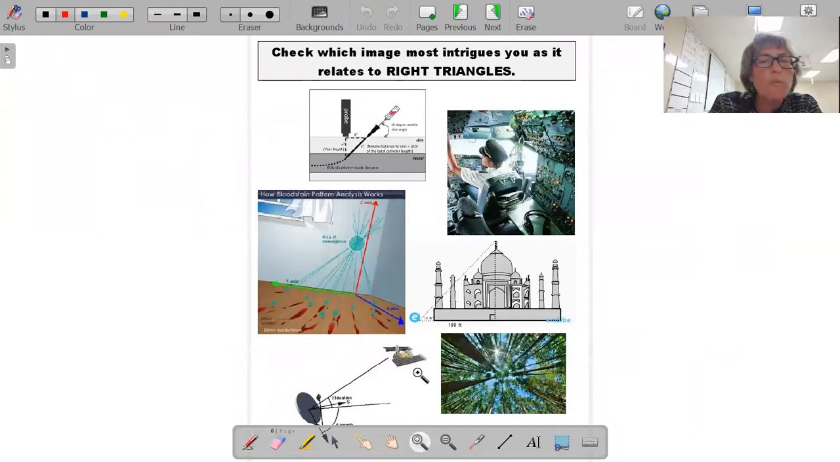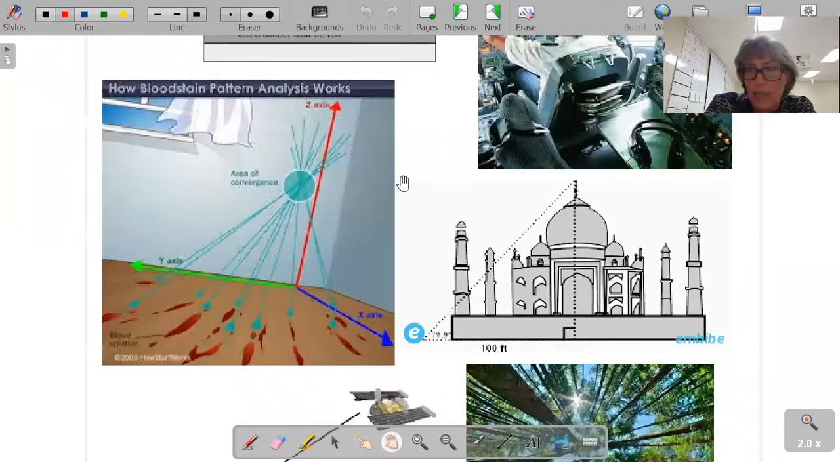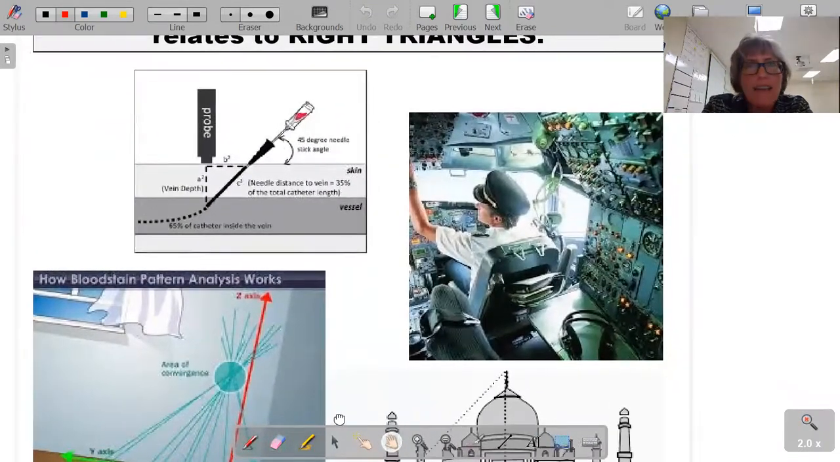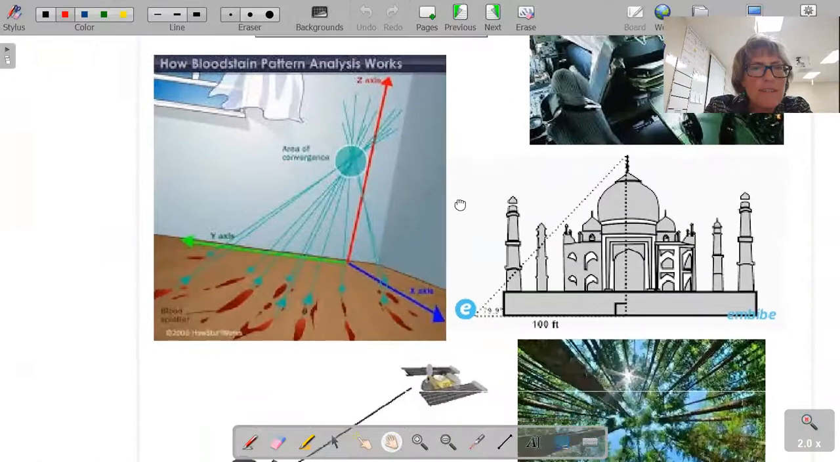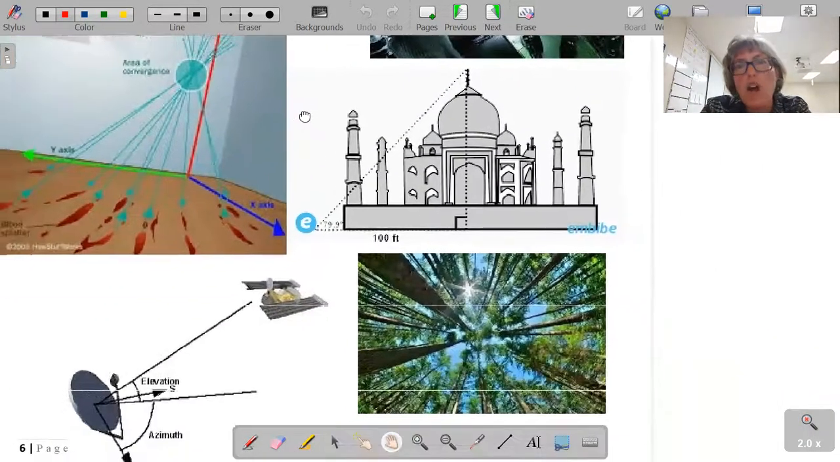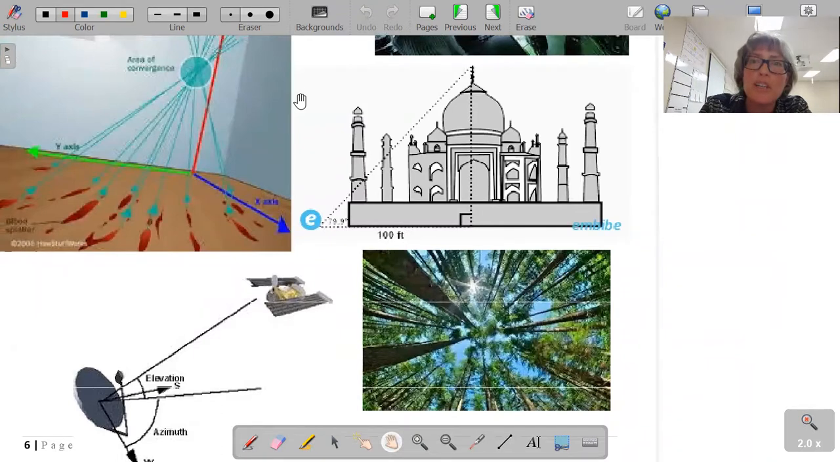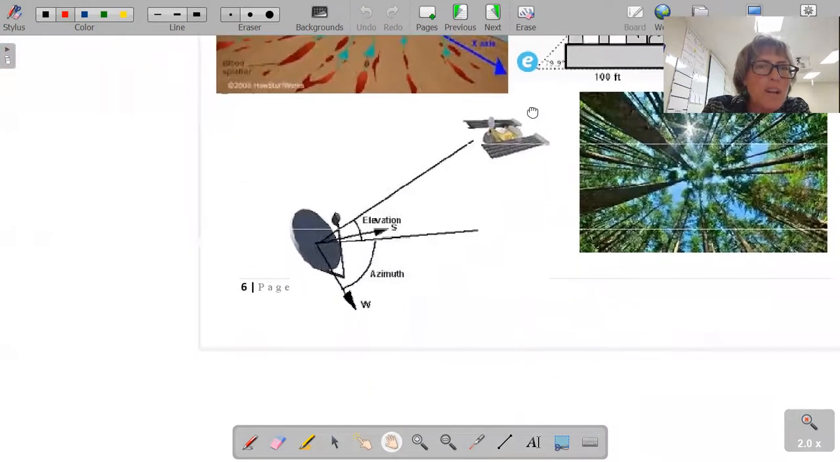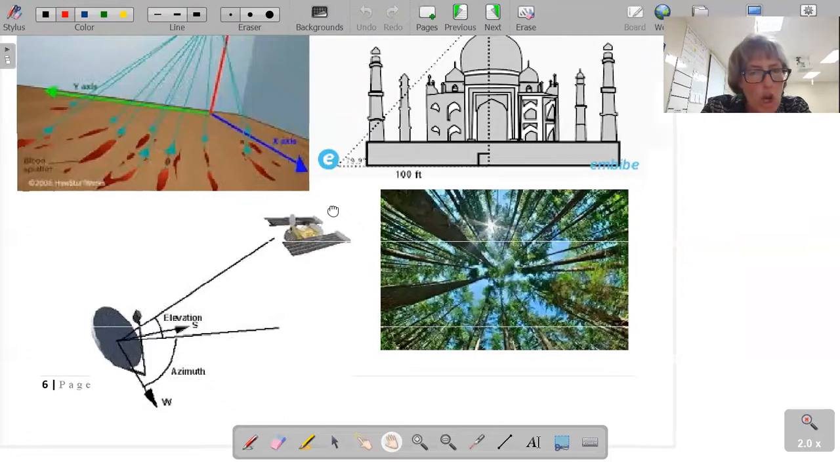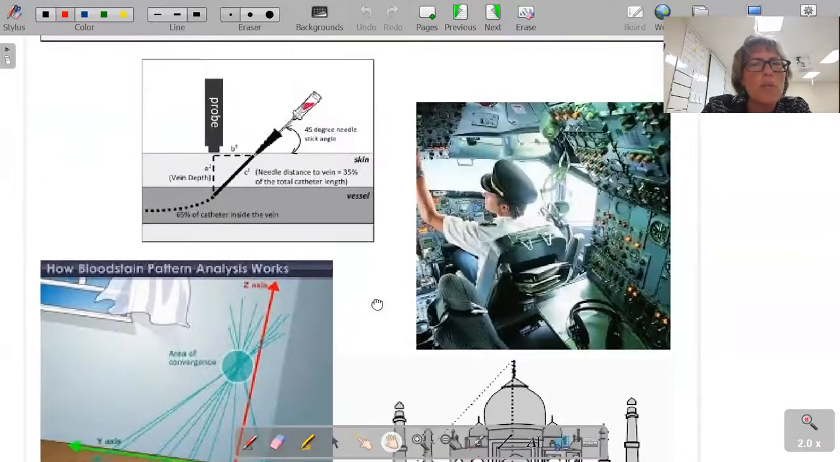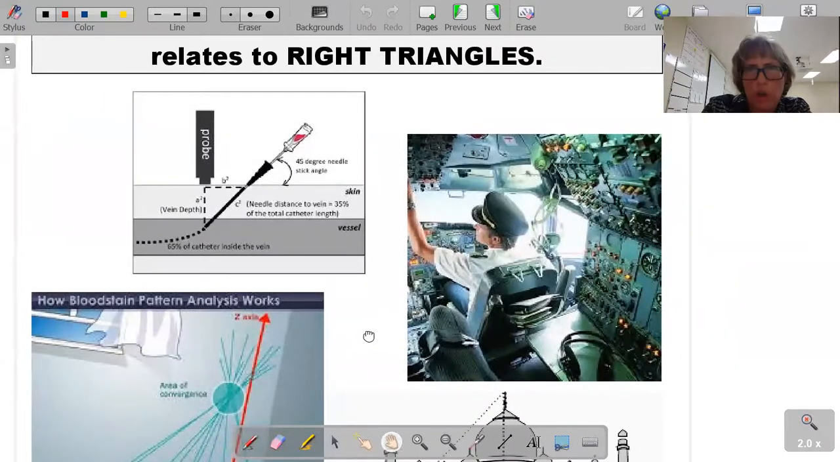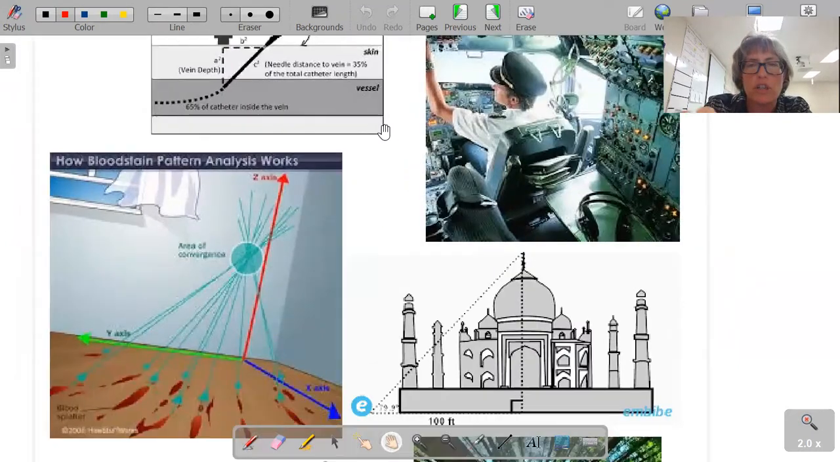Why are right triangles so important? They influence so many different kinds of professions, including, but not excluding anything, medicine, aviation, navigation, forensics. The obvious, any kind of architecture, green architecture, infrastructure, communications, and even ecology. Take a moment and check which one of these images most intrigue you about the connection of right triangles to that particular profession or concept. Just check what most interests you.